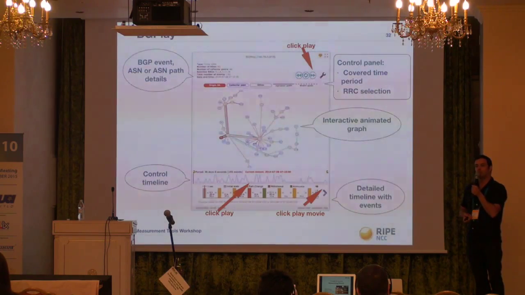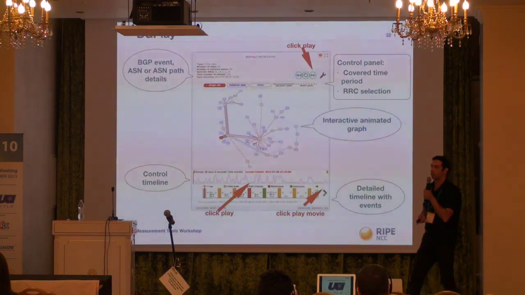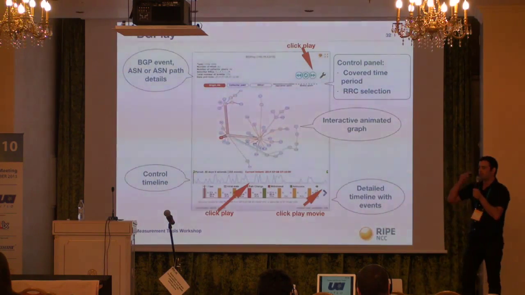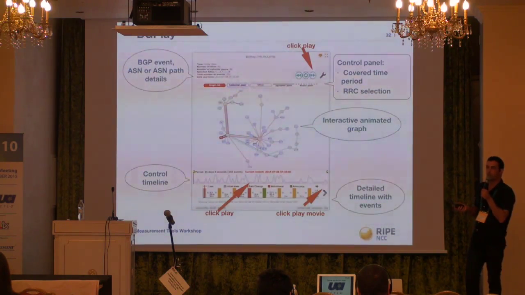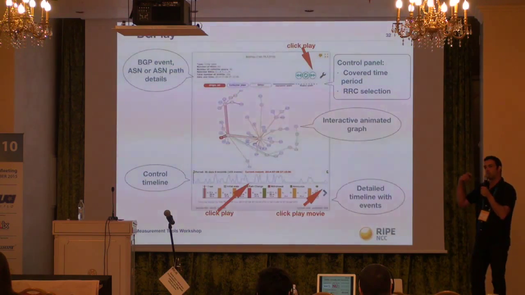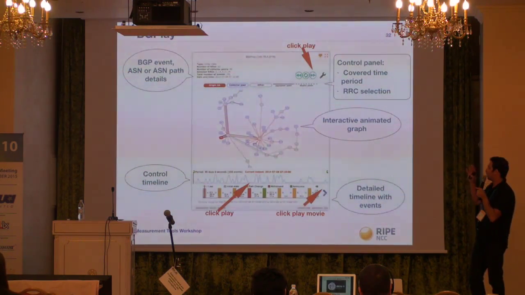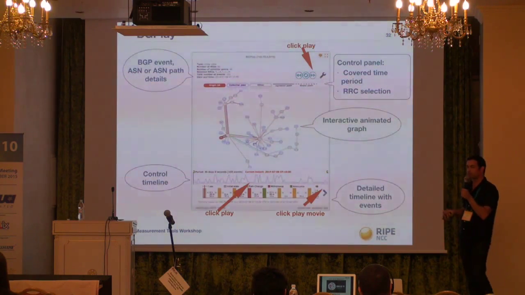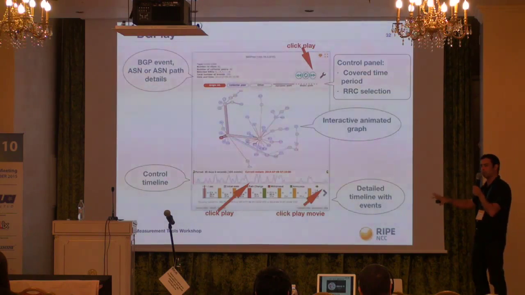One example we usually still give in our training courses. It's getting a bit old, but it's still interesting to see because it's quite obvious. It's when the YouTube prefixes were accidentally hijacked by Pakistan Telecom, so they were announcing longer prefixes. So all the routes to YouTube went into Pakistan Telecom, and on BGPlay you can clearly see all the routes flapping into Pakistan Telecom's AS.